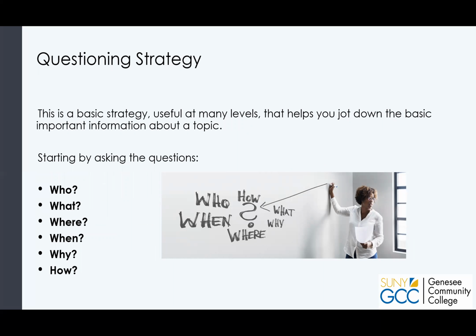And then there's also the questioning strategy. This is a basic strategy useful at many levels that helps you jot down the basic important information about your topic. So you'll pull your topic from your assignment, and if you've narrowed it, fantastic. If you need help, this is where you will start asking the questions who, what, where, when, why, and how. And it's very important that you are able to answer all of these questions on your topic. If you're not, you need to do some research or homework or really dig into the topic so you can at least basically answer these 6 questions.